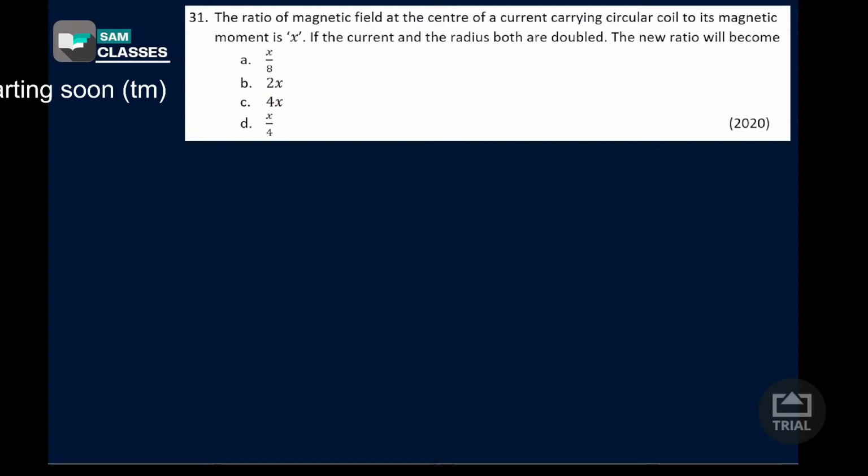So a lot of people wrote D is the winner. Okay, Ritik, D is the winner. Okay, let's see. The question is telling that the ratio of the magnetic field at the center of a current carrying circular coil to the magnetic moment is X. That ratio is given. If the current and radius both are doubled, the new ratio will be what?